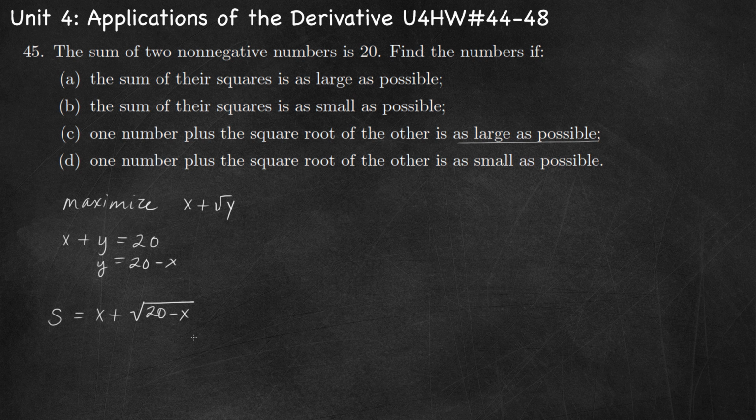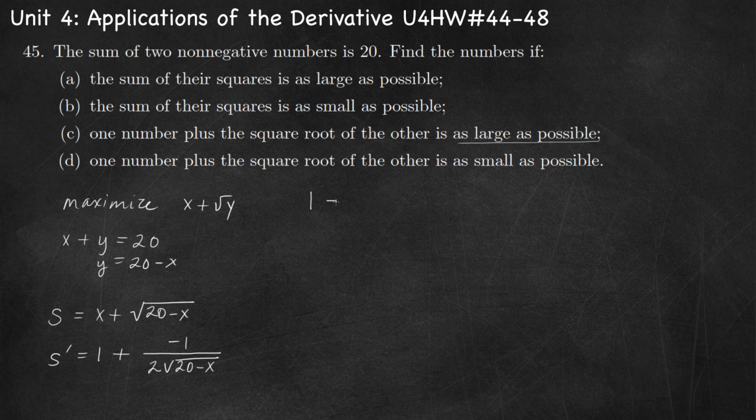We want to maximize that sum, so we're going to find the derivative. S prime equals 1 plus the derivative of the square root of 20 minus x. So that's 1 over 2 times the square root of 20 minus x, times the derivative of 20 minus x, which is negative 1. Now we want to know where this has a maximum, and then for part D, we want to know where this has a minimum. So let's try and find our critical value.